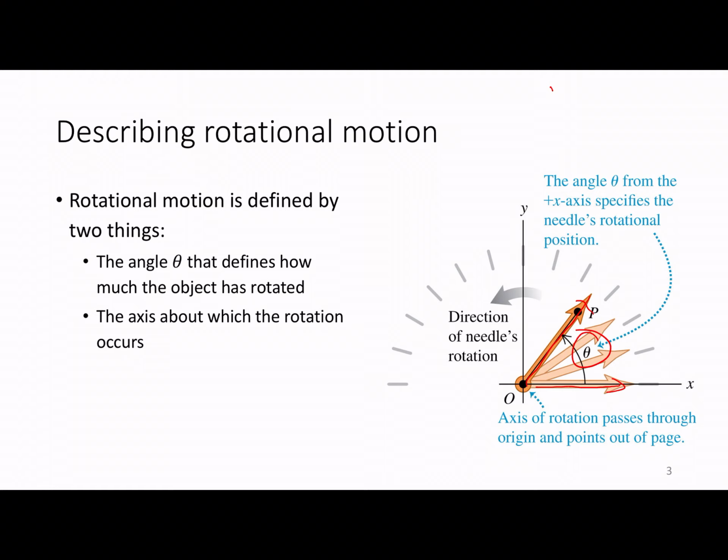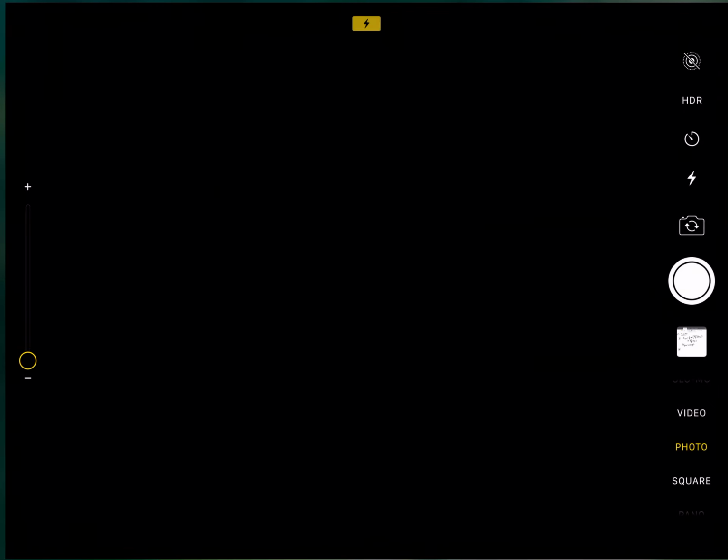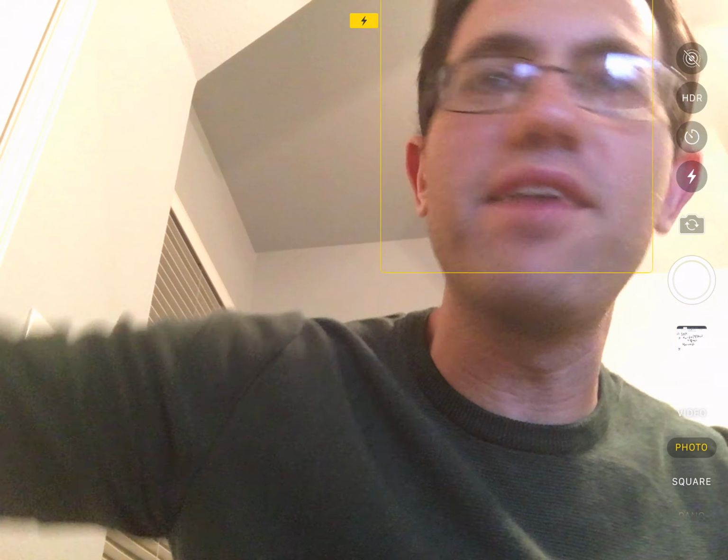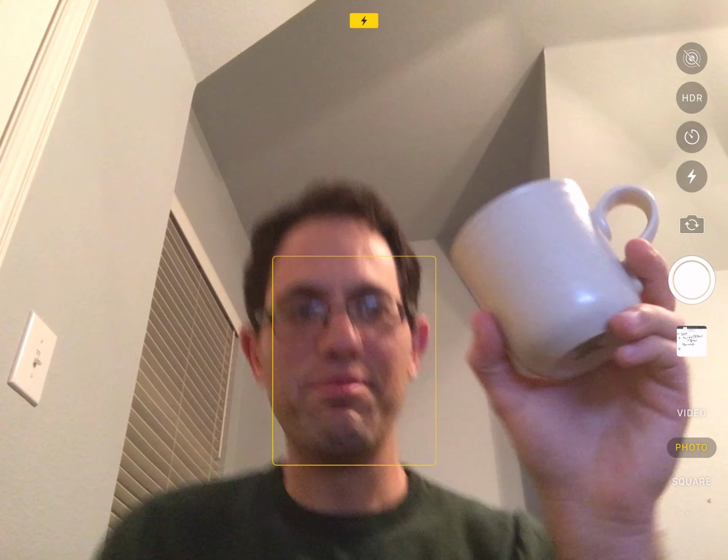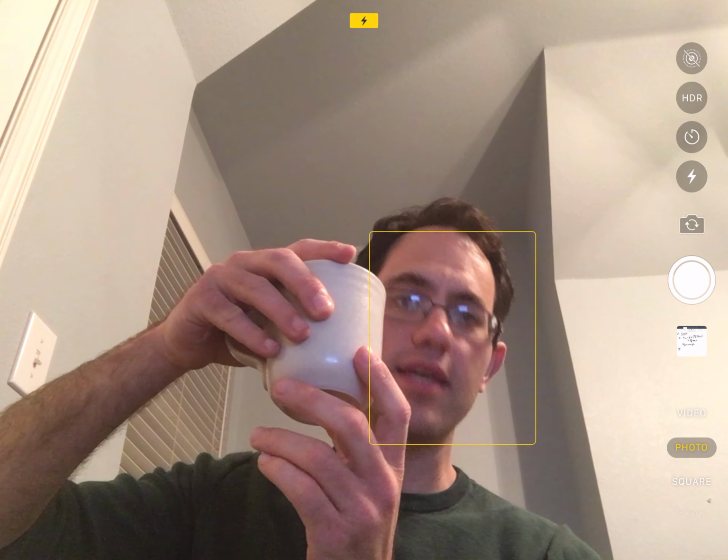The one thing I want you to remember is that if I want to specify how an object is rotating, I don't only need to specify how far it's rotated, the angle, I also need to tell you the axis about which the rotation occurs. This is a little hard to indicate on the slides, but going back to our camera, imagine I have my mug here. My mug can rotate about the z-axis, or if I call this the x-axis, it can rotate about the x-axis. Let's hope there's nothing in there.